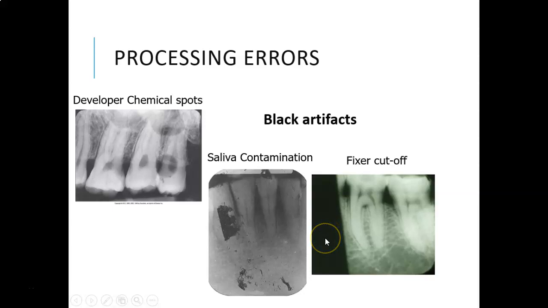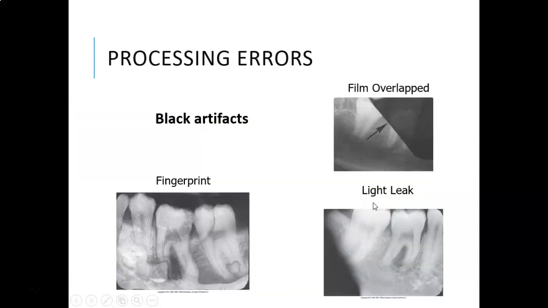Check fixer level before processing, add solution if needed. That would tell you that something is going on with the level of the fixer in the processor. And then on the next one, black artifacts, you can clearly see that looks like fingerprints. You can see that these are two films that got overlapped. They probably put them through the machine too quickly.